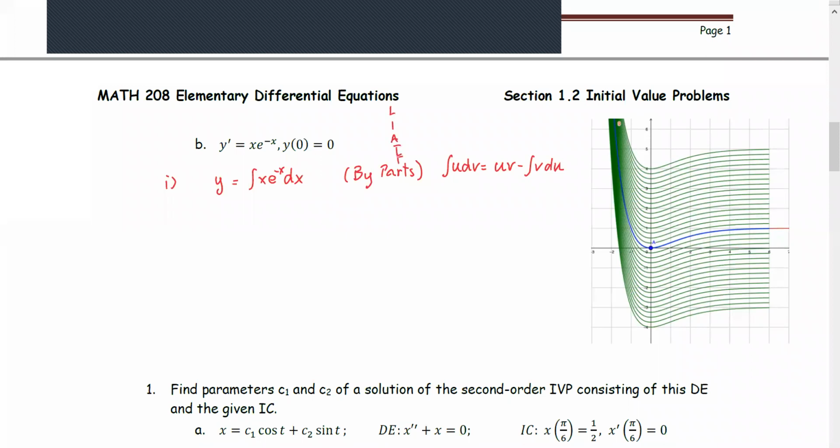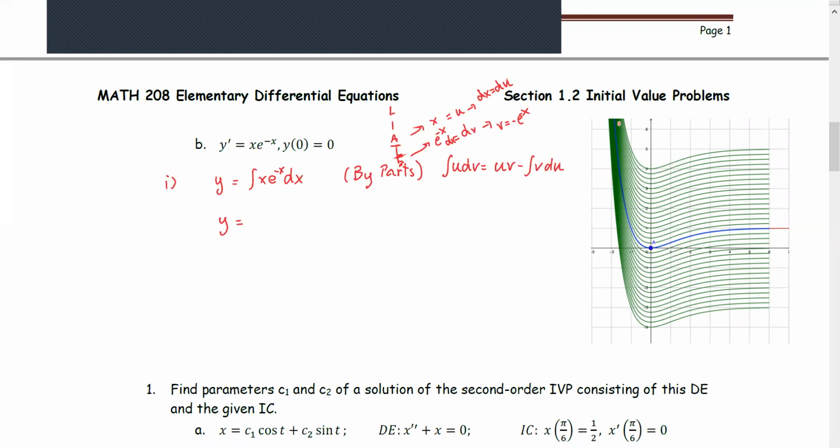The LIATE technique is very helpful to determine which one is u, which one is dv. And we know x is the algebraic function. E to the negative x is the exponential. So u is x, dv is e to the negative x dx. Therefore, dx is du. V is negative e to the negative x.